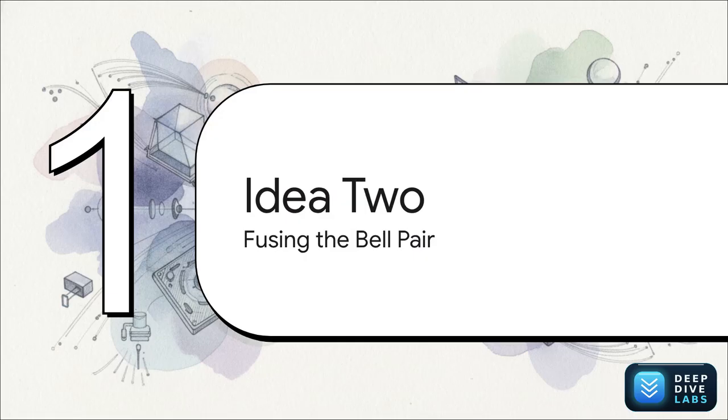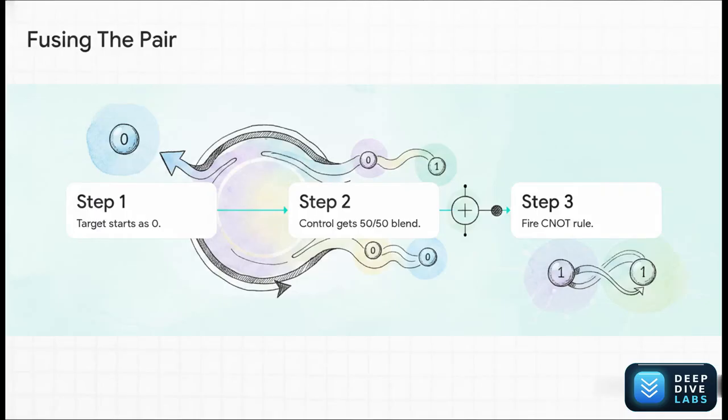Which brings us to idea 2, fusing the bell pair. Okay, now we have all our ingredients. Let's look at the exact mechanical setup right before the magic happens. Step 1. We set our target worker switch to a plain, normal 0. Step 2. We take our control boss switch and run it through that Hadamard gate, whipping it into that 50-50 mid-air blend. And then step 3. We fire the CNOT rule. We tell the boss to issue its orders to the worker.